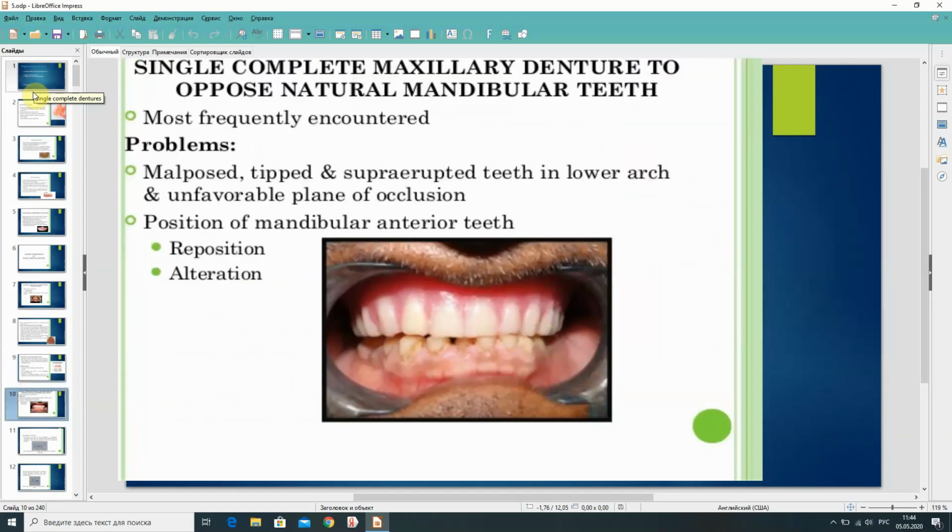Single complete maxillary denture to oppose natural mandibular teeth. Most frequently encountered problems are malposed, tipped and supra-erupted teeth in the lower arch, an unfavorable plane of occlusion, and the position of the mandibular anterior teeth, requiring repositioning or alteration.